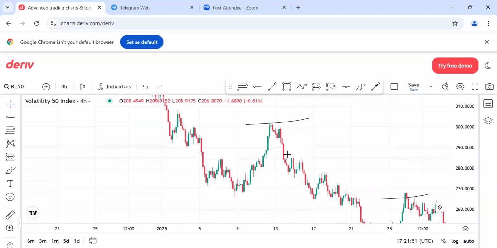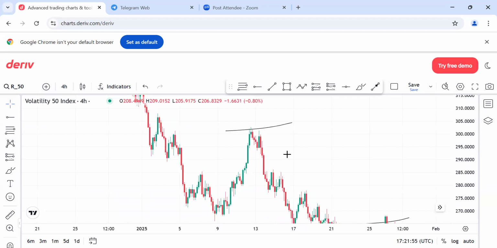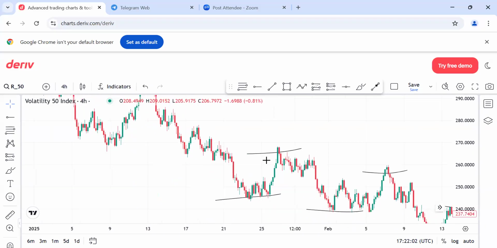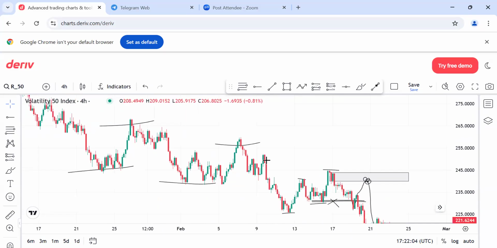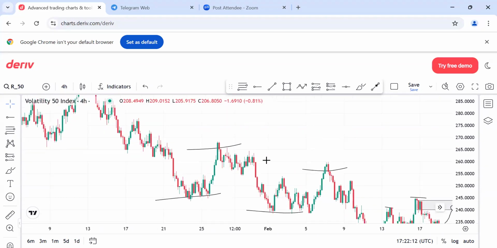Let's see if we can spot more order block formations. I'm seeing nothing at this point. I've not seen any order block. That's why sometimes these formations are actually rare. We don't see them always on the charts. But whenever you spot one, always do well to capitalize on it.